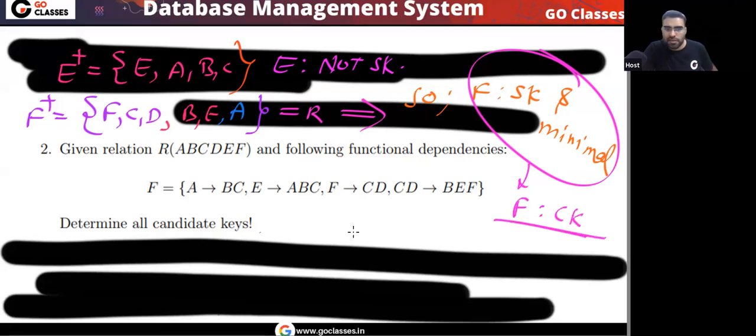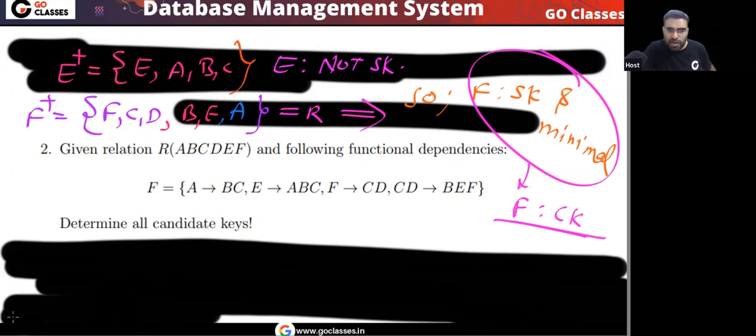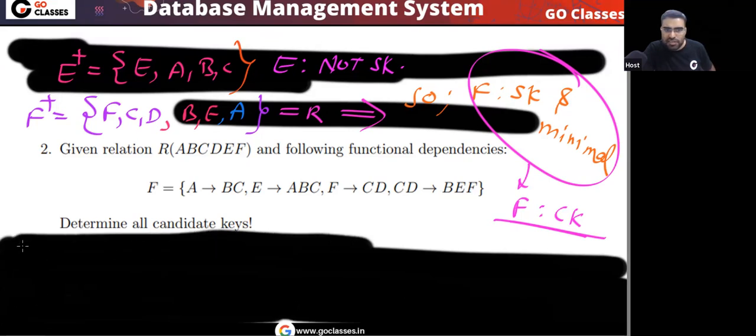Now something interesting. F is a candidate key. Now, is there any single attribute which can determine F? I am asking about a single attribute. Okay, no. Now we have to check the remaining single attributes. We cannot go to double attributes yet. First, you check all the single attributes.